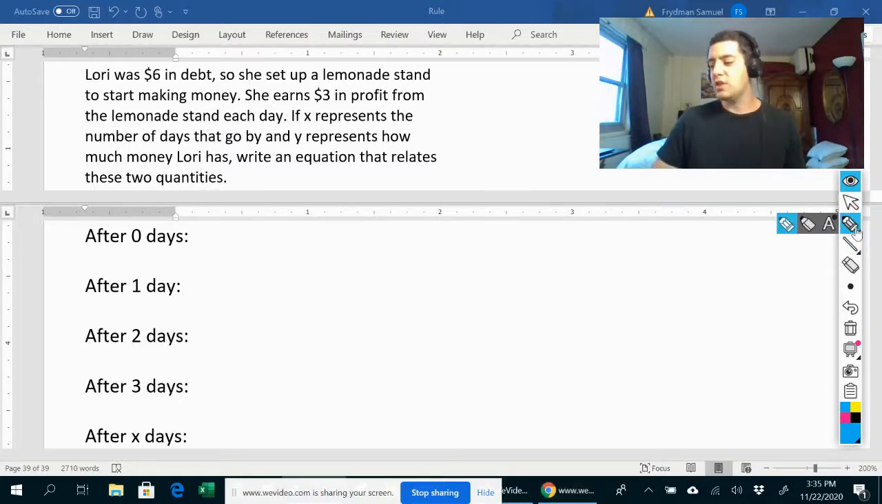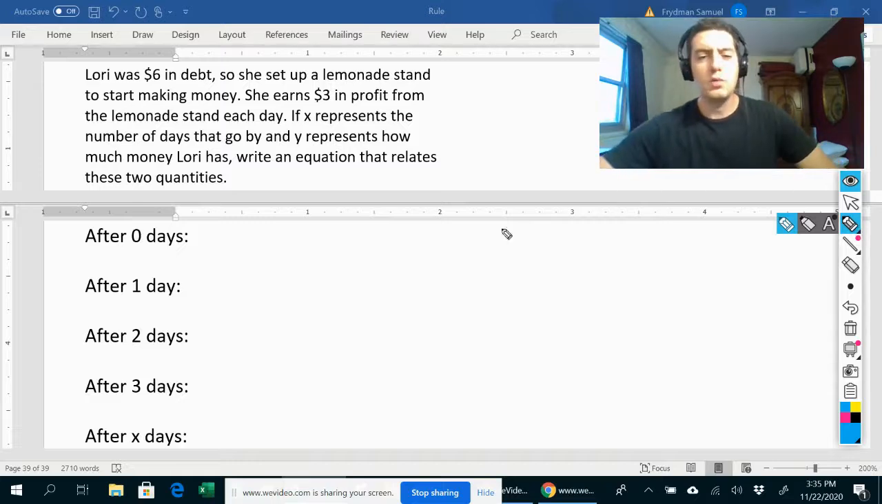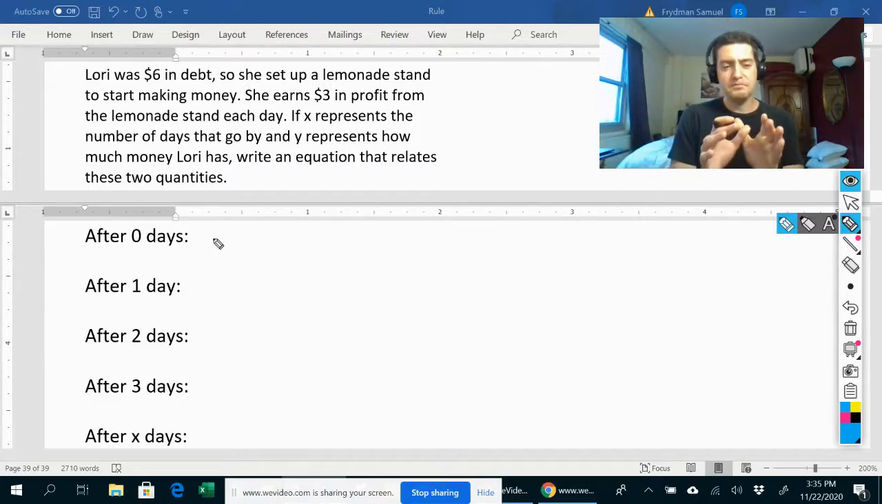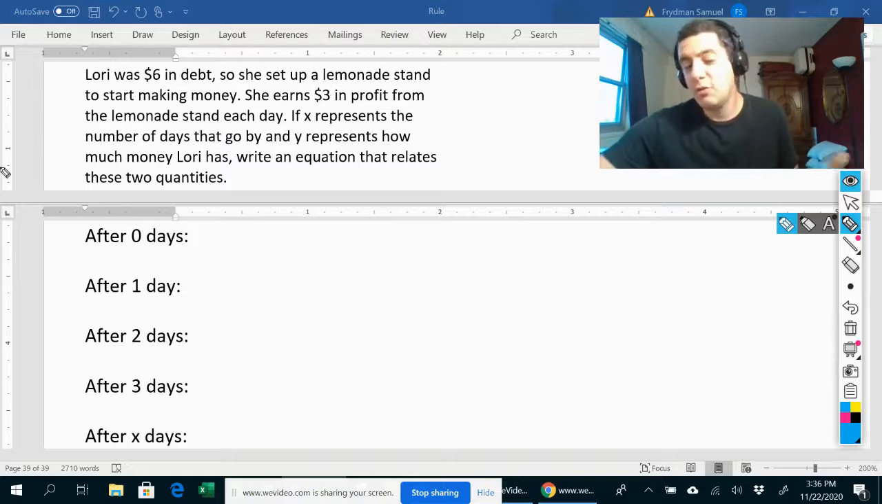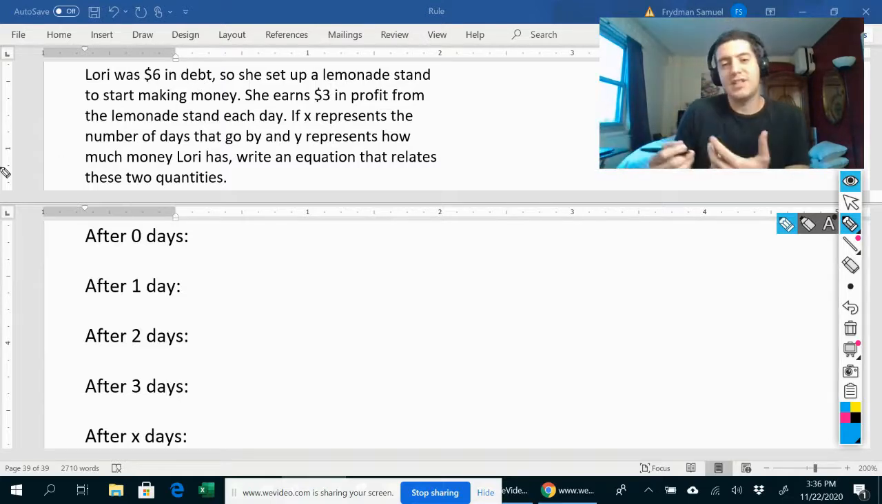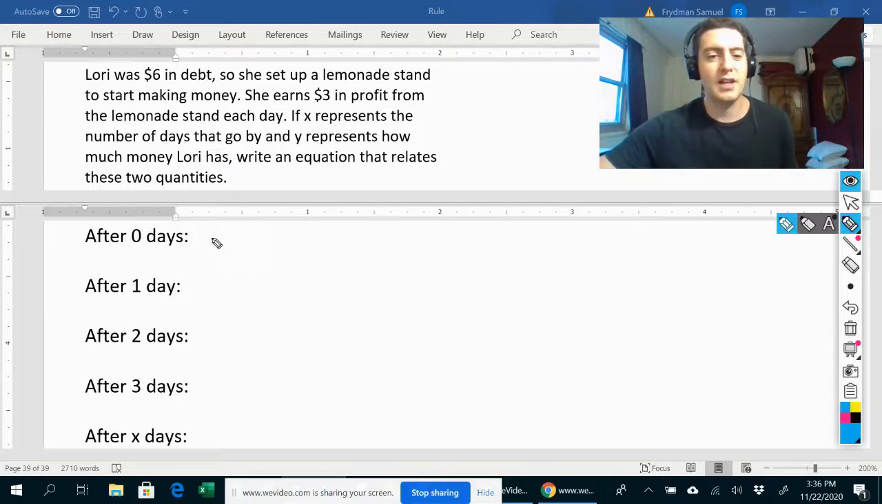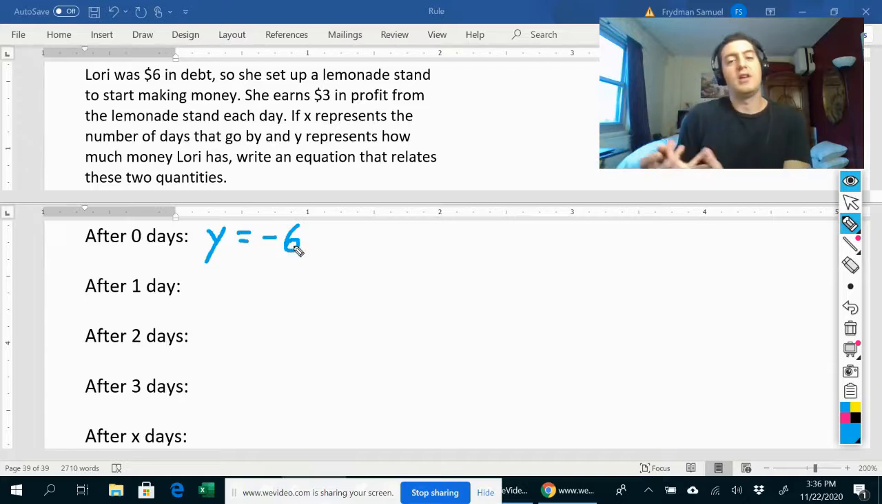Okay. So to answer that, we're going to take it step by step, and we're going to try to find a pattern. Once we find that pattern, it's going to be easy to write the relationship in the form of an equation. So after 0 days go by, Lori just set up this lemonade stand, but she hasn't really done anything with it yet. How much money does Lori have? Well, remember, she was $6 in debt to begin with. So after 0 days go by and she hasn't had time to make any money yet, she would still be $6 in debt. So if Y represents the amount of money she has, then after 0 days go by, Y is equal to -6. Okay, so she's still $6 in debt, which we represent with a negative number.